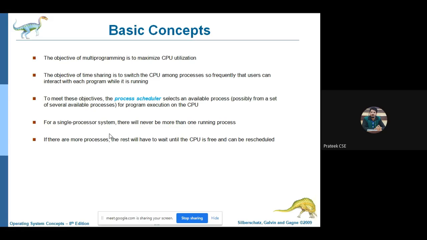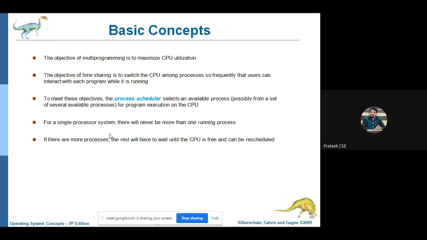In a single processor system, there will never be more than one running process. As we discussed in the process state diagram, only one process at a time in a single processor system can be in the running state. So the task of the process scheduler is, out of the available processes which are ready to execute in the main memory, to decide which process is to be assigned to the CPU for execution.